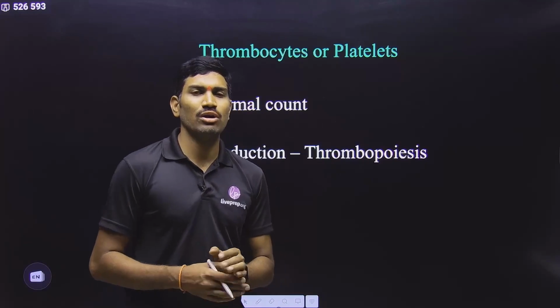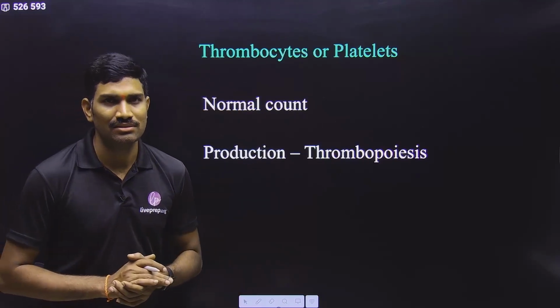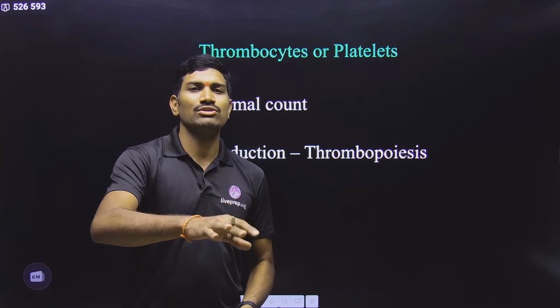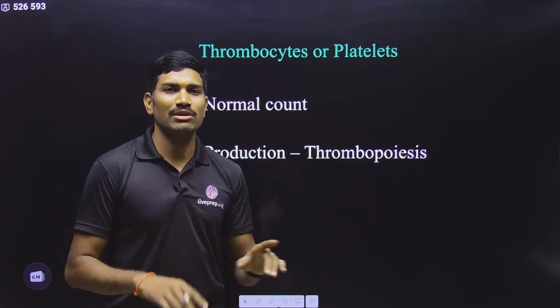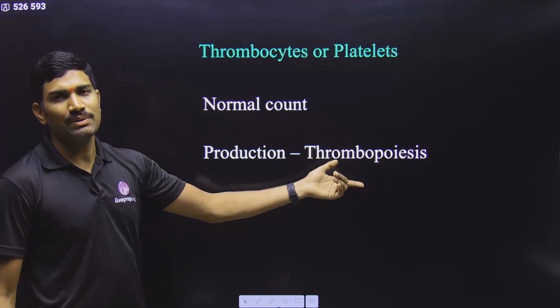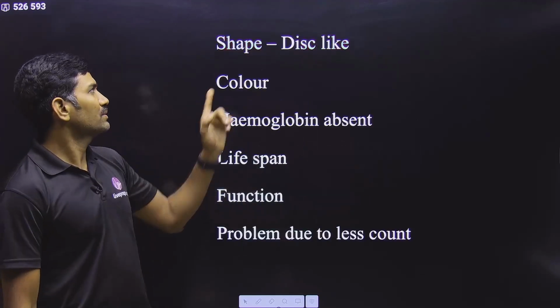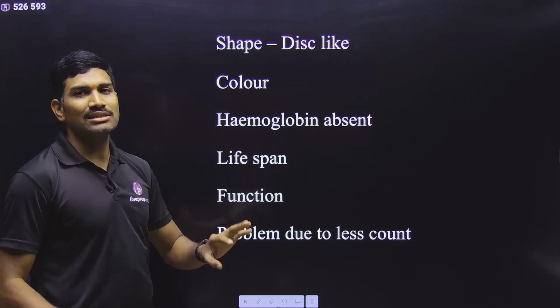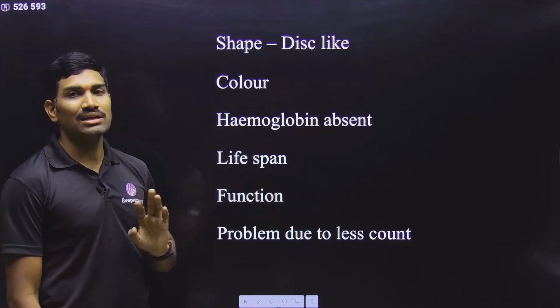Next one is regarding thrombocytes. They are also called platelets. What is the normal count? Already we studied, no? 1,50,000 to 3,50,000. That is the normal count for platelets. The production of platelets is called thrombopoiesis. What is the shape? These are disc-like. But what about the color? These do not have hemoglobin. That's why these are also colorless.